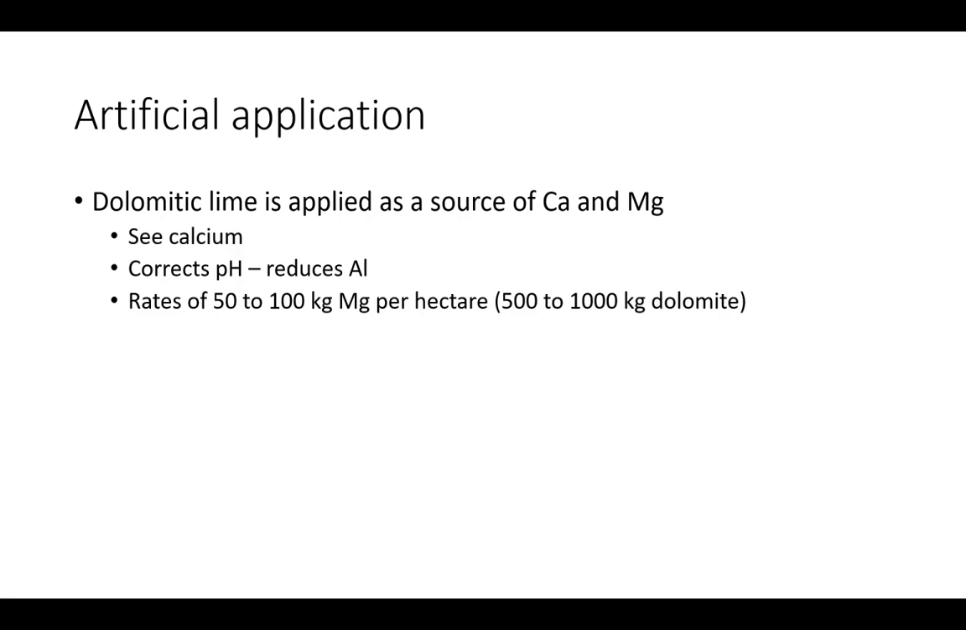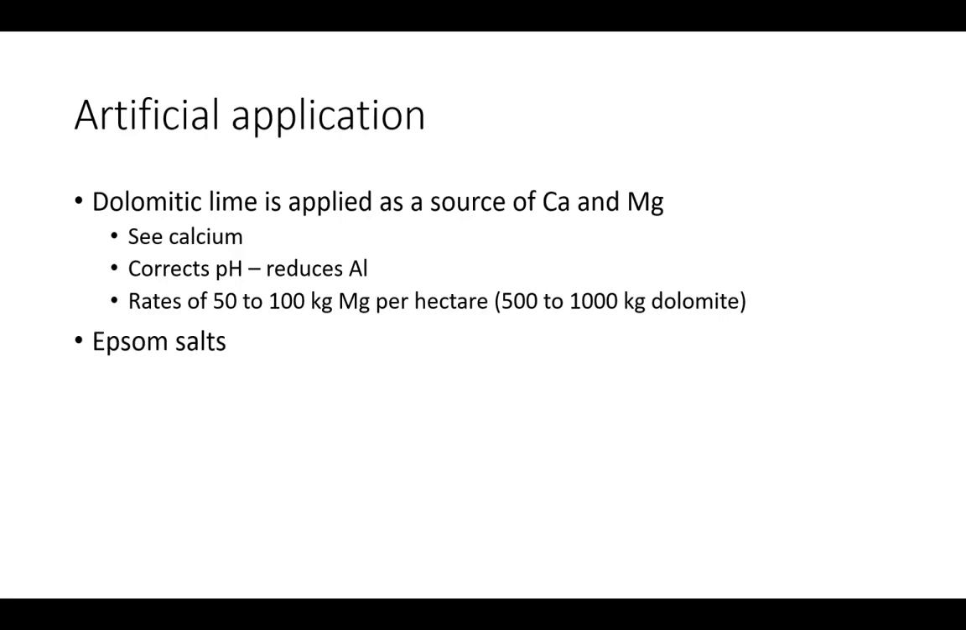Rates of application are 50 to 100 kilograms magnesium per hectare, which can be somewhere in the vicinity of 500 to 1,000 kilograms of dolomite. So we are talking about a ton or so per hectare, which sounds like an awful lot, but in this particular case it is not, because it also affects the pH and availability of other material. Again, 6 weeks before you plan on cropping.